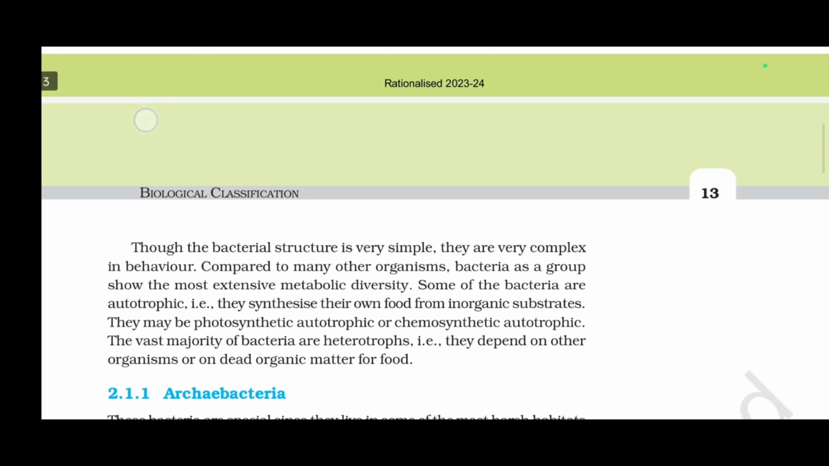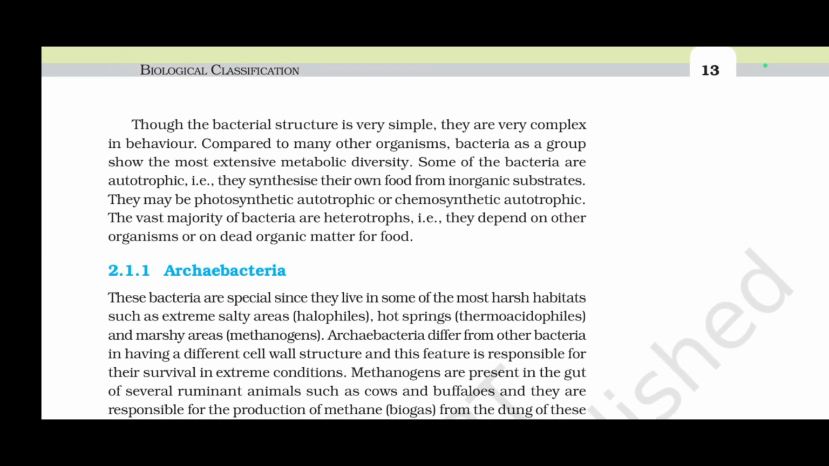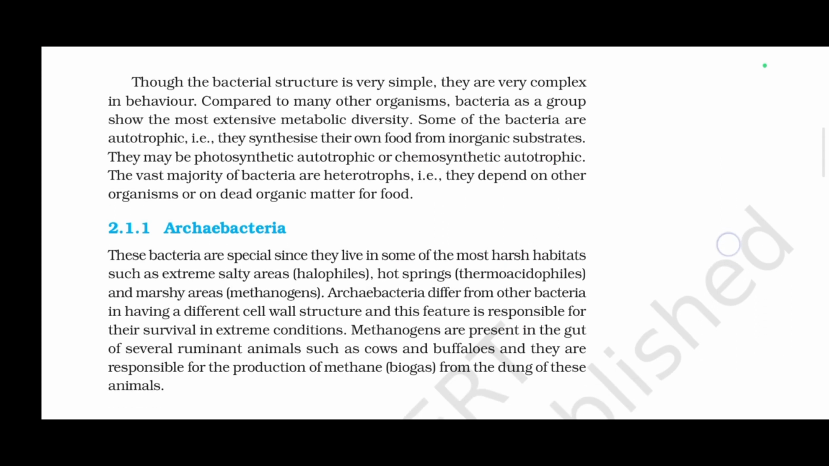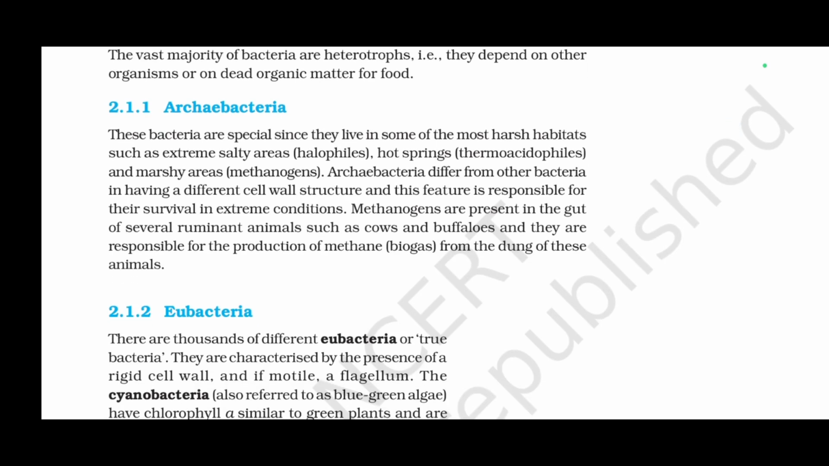Now, though the bacterial structure is very simple, they are very complex in behavior. Compared to many other organisms, bacteria as a group show the most extensive metabolic diversity. Some of the bacteria are autotrophic, that is, they synthesize their own food from inorganic substrate. They may be photosynthetic autotrophic or chemosynthetic autotrophic. The vast majority of bacteria are heterotrophs, that is, they depend on other organisms or on dead organic matter for food.